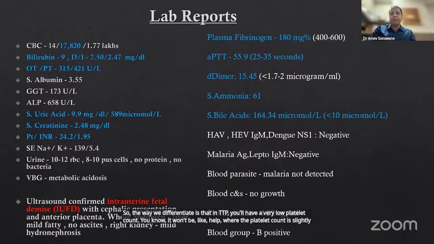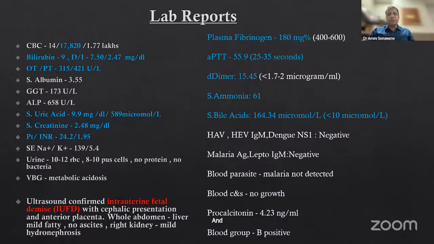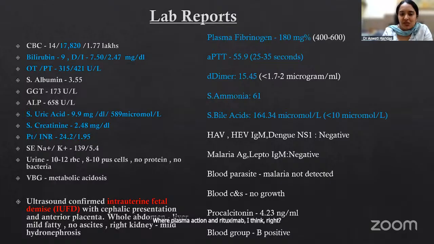It has a really low platelet count and very modest liver injury again. So I think that is a marker, and we'll have neurological symptoms also there. So where plasma exchange, rituximab, I think, right, Ashwin? Oh, yeah, eculizumab, no? Okay.